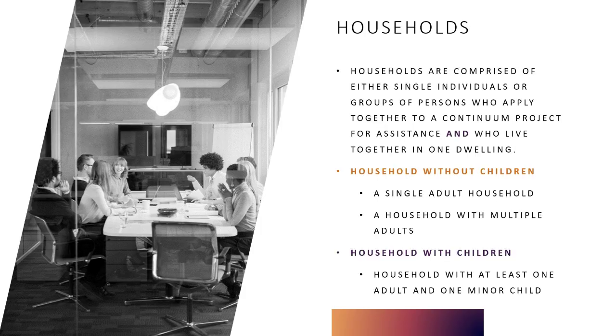Households are comprised of either single individuals or groups of persons who apply together to a continuum project for assistance and who live together in one dwelling. A household without children could be either a one-person single adult household or a household with multiple adults. A household with children is a household with at least one adult and one child.